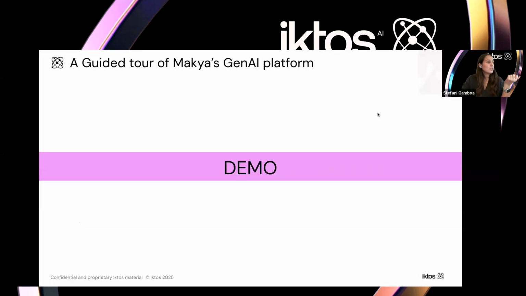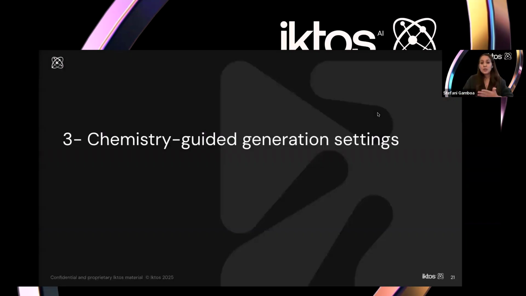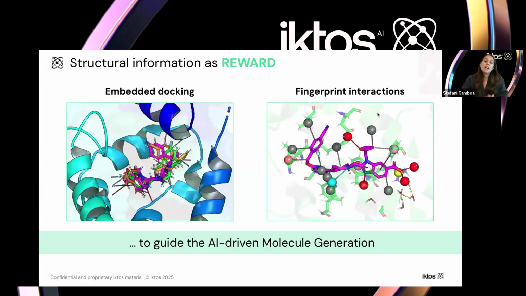So now that we have explored what you can get with Makya, let's go back into our project, which is the GLP-1R project, and look at how we apply all this workflow to design better molecules. In Makya, structural information can be directly used as reward functions to guide molecular generation. So here you have two rewards that we use to optimize molecules.